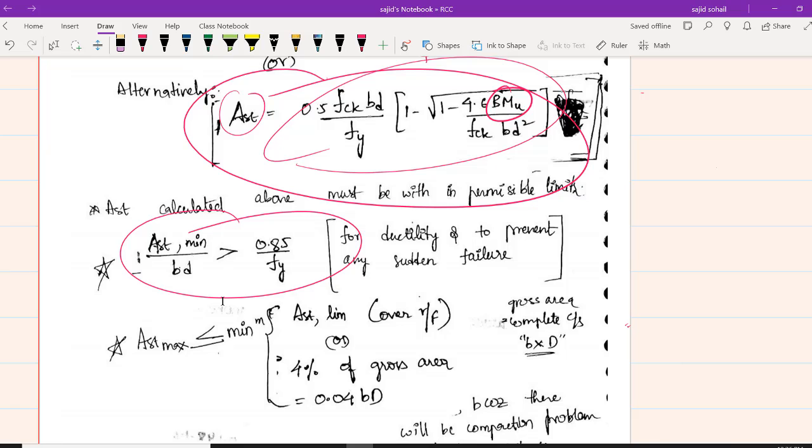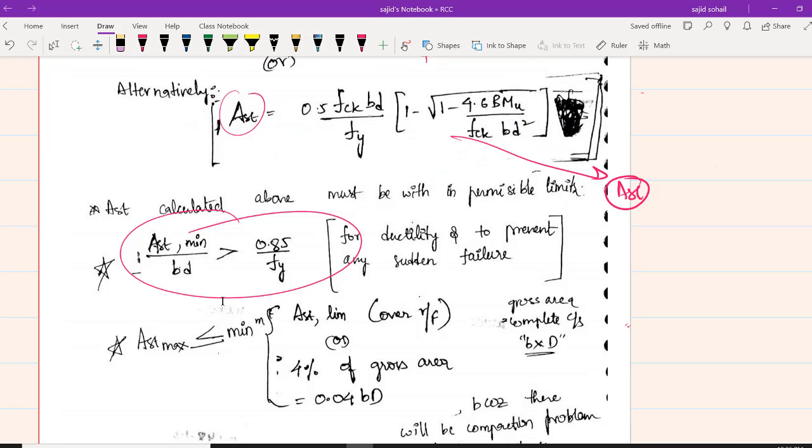So let us keep it on paper. Your AST value, whatever you got from this formula, 0.5 fck BD by fy into 1 minus under root 1 minus 4.6 Mu by fck BD square, should be greater than AST minimum. How do we get AST minimum? It is nothing but 0.85 BD by fy.